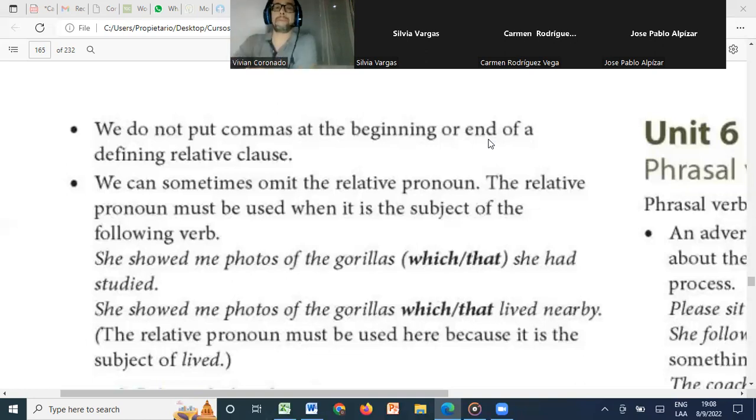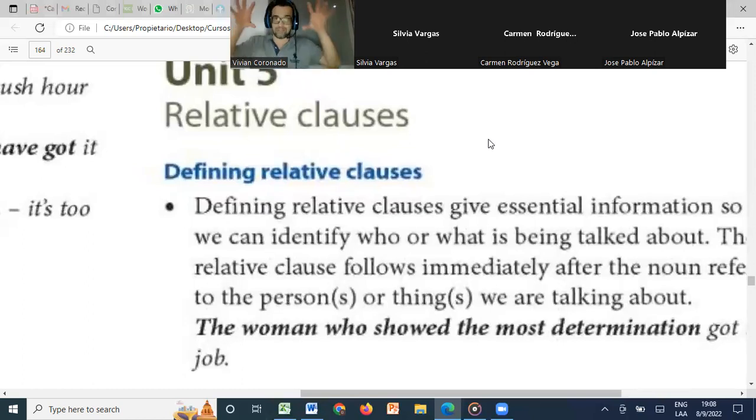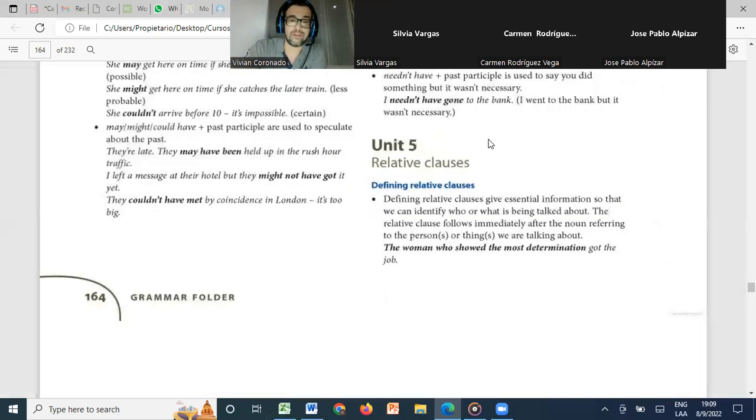So before we continue with the other ones, any questions regarding defining relative clauses? Remember, defining ones are to talk about essential information, and the relative pronoun goes directly with the subject, in this case, the woman who showed, right? Any questions regarding defining relative clauses before we go to the non-defining? Is it clear? And you will see how important this is. Again, in a moment, I will show you how important this is related to the test that we are planning to do, hopefully at the end of this year.